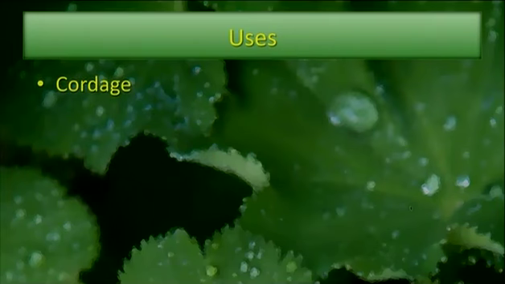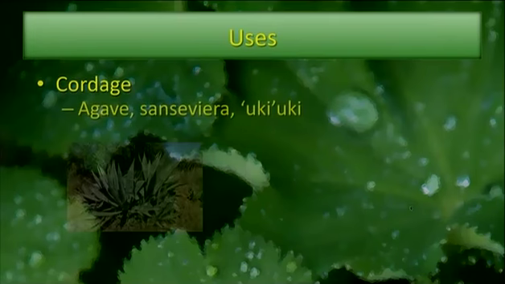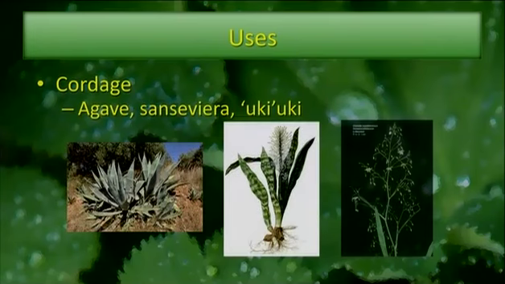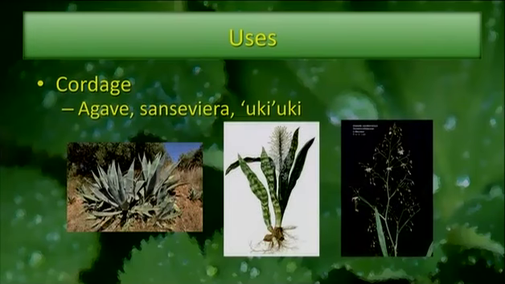Now, cordage is another use. 80% of the world's production of cordage comes from agave. Sansevieria also is a source of bowstring fibers, and the leaves of uki uki can be scraped for fibers.